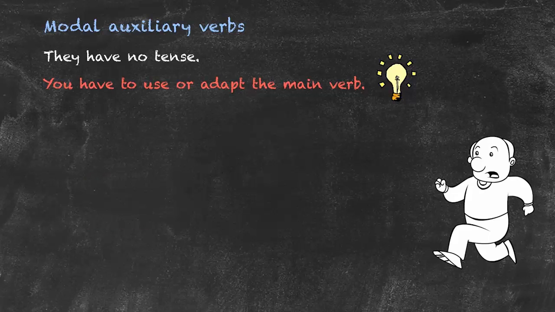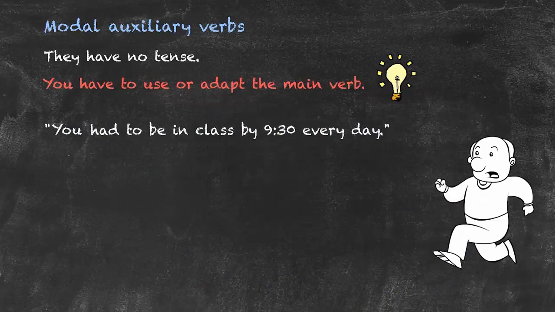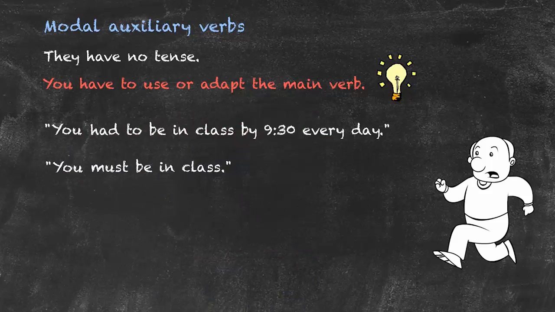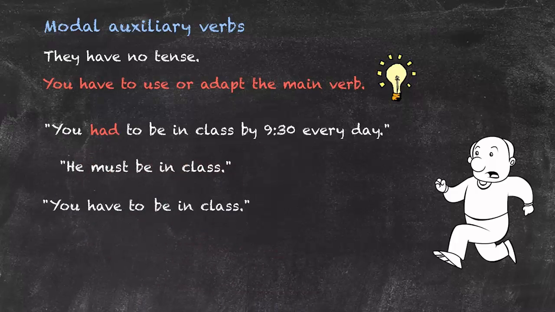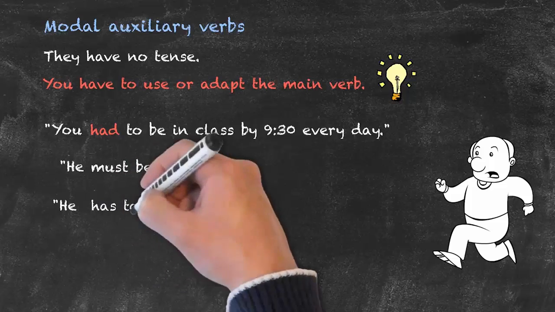In this case, you would use a semi-modal. You had to be in class by 9:30 every day, with had to used to express obligation in the past. Let's have a look at the difficulties with semi-modals using had to as another example. You must be in class. Change the you to he, and the must stays the same. You have to be in class. Change to he, and have to changes to has to.